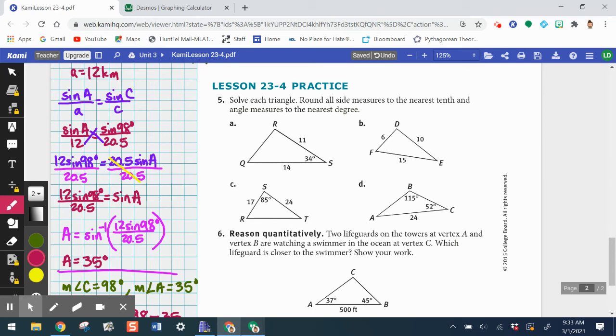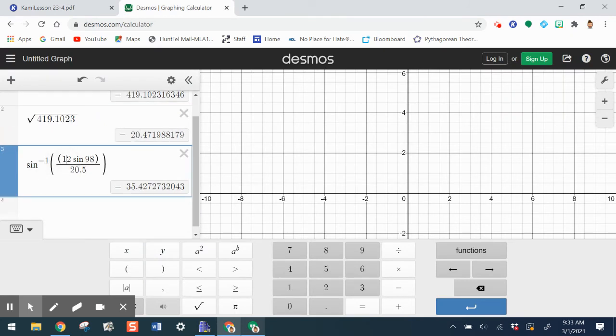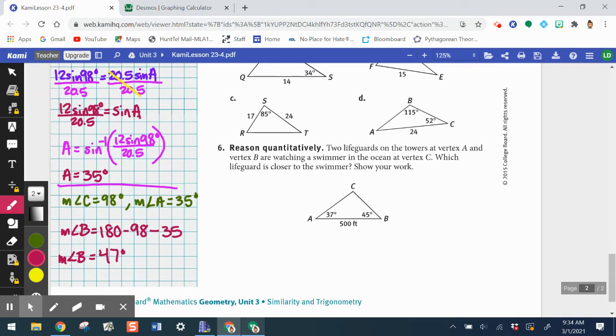Of course, at this point, I hopped over to Desmos and put that in the calculator. The sine inverse of 12 times the sine of 98 over 20.5, and I got 35.427. And they told us to round the angle measures to the nearest degree. So the 4 tells the 5 to stay where it is. So the measure of angle A is 35 degrees.